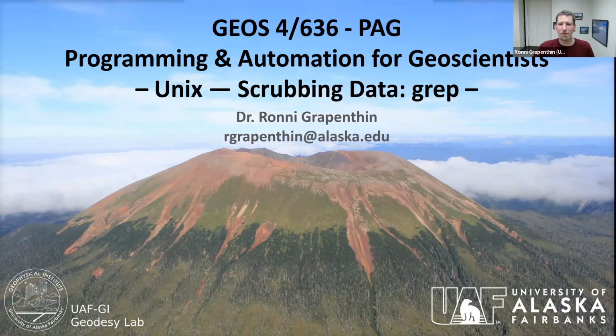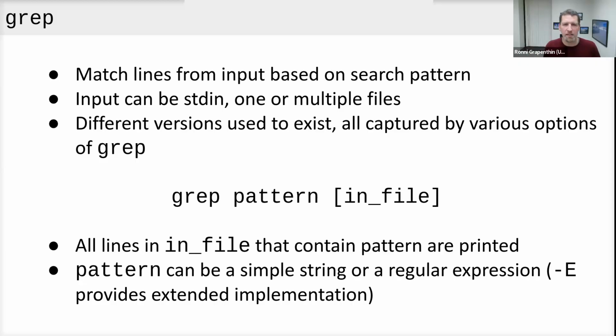An extremely powerful tool to find certain occurrences of text inside a file is grep. It matches lines from input based on a search pattern. The input can be from standard in. In that case, you either type it in manually or you pipe it in, or you could hand it multiple files and then it will give you the output for each of the files that it's processing.